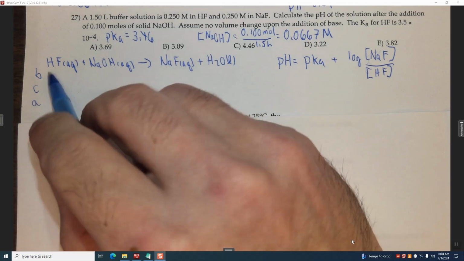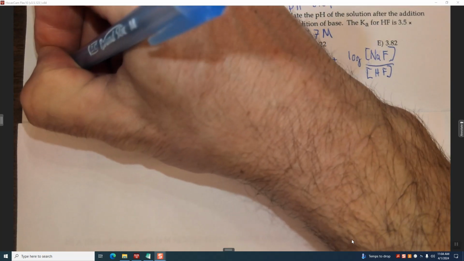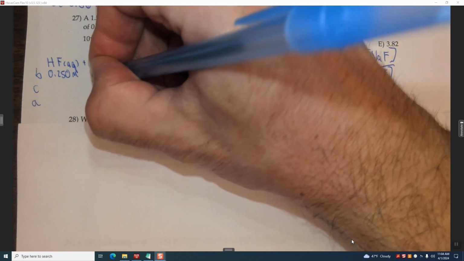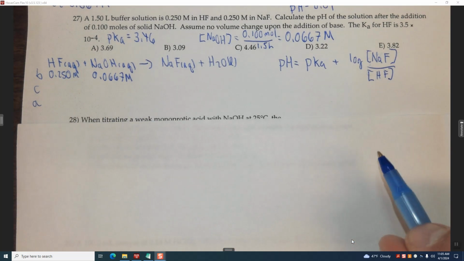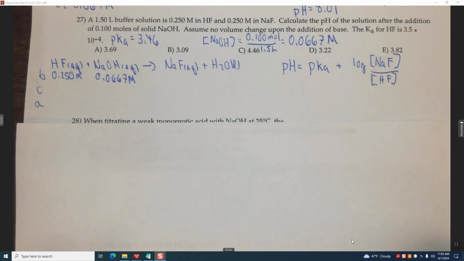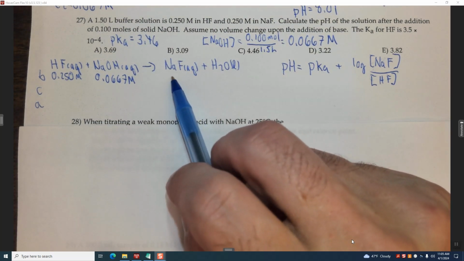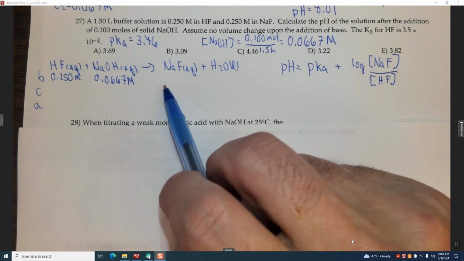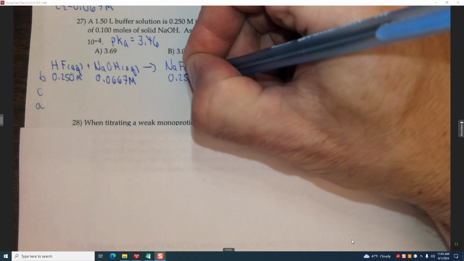So in this case, the initial concentration of the HF before we do anything is 0.250 molar. The initial concentration of the NaOH is 0.0667 molar. This is for the magical time when you mix them together but they don't react, the time that probably doesn't really exist. I guess it does exist, it's just very, very short. Then we have NaF, and the NaF concentration before we do anything is 0.250 molar.